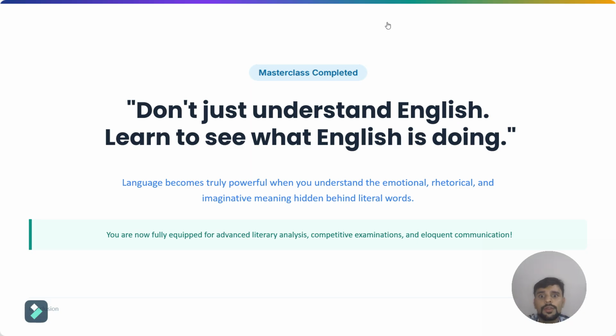Question number 2. Her eyes were stars. What is it? It is a metaphor. This is a direct equation. Question number 3. The angry storm attacked the city. What is it? It is personification, right? The storm is given the human-like quality of anger and the action of attacking.